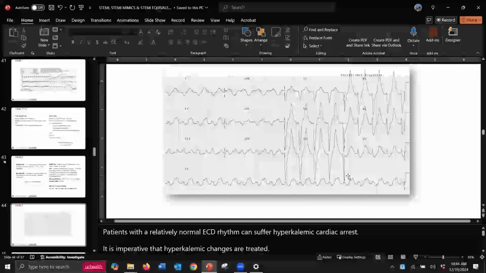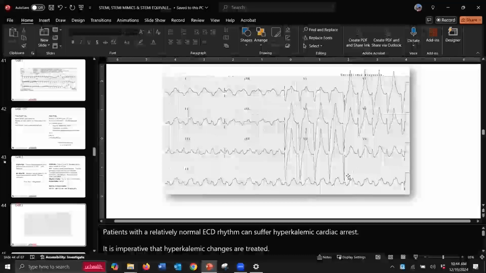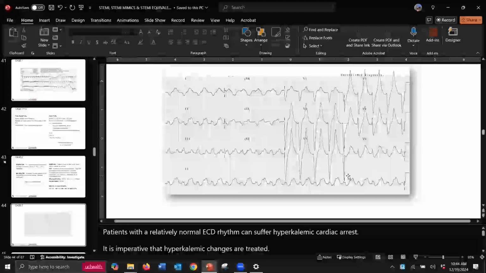What is this? Anybody? STEMI mimic, STEMI imposter, or STEMI? Mimic. Mimic, which one? Hyper K. Hyper K? What makes you say hyper K? She's on a calcium or a potassium supplement and stopped taking her potassium wasting diuretic. You also have the sine wave going on, peaked T waves. Are those peaked T waves? Yeah.